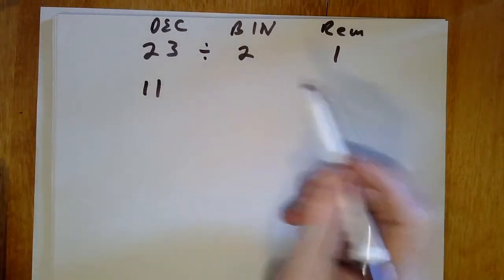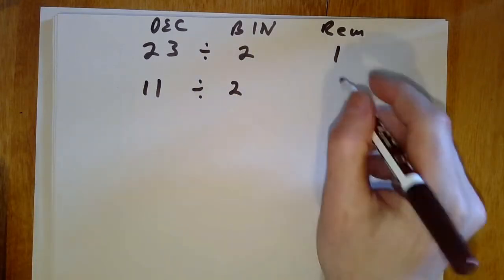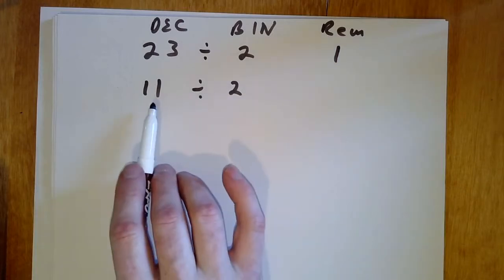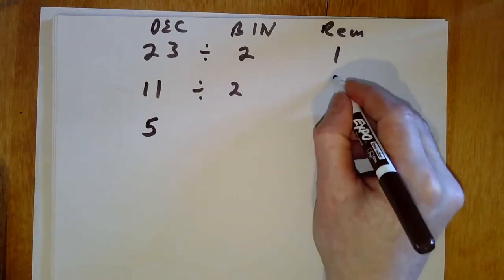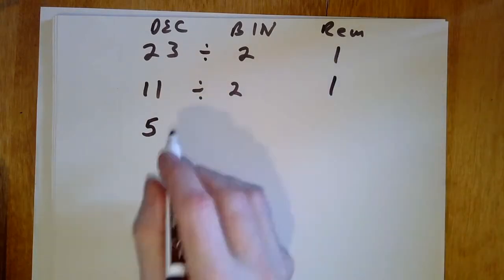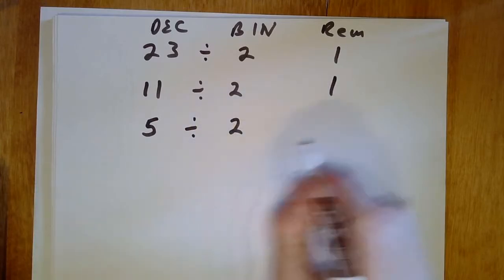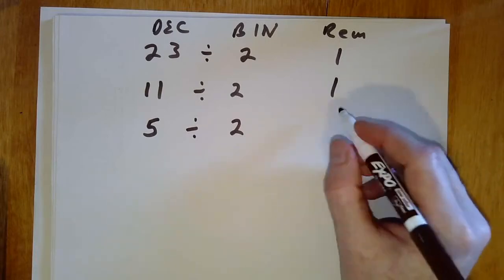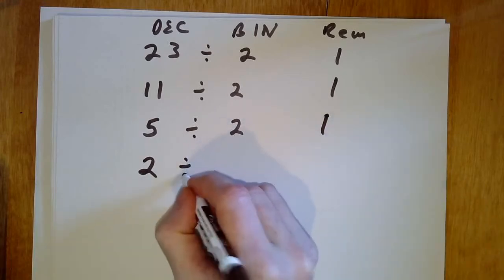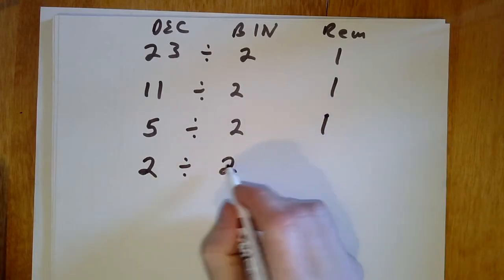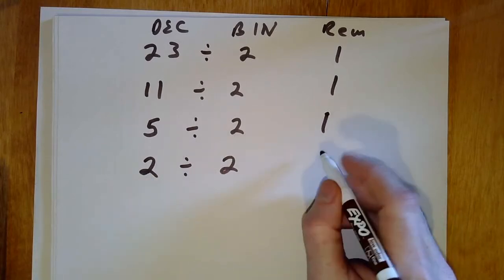2 times 11 is 22. Then we divide this by 2 again. And so it goes in 5 times with a remainder of 1. And we can divide by 2 again. And it goes in 2 times with a remainder of 1. And this goes in one time with a remainder of 0.